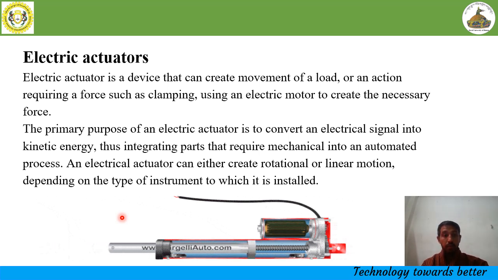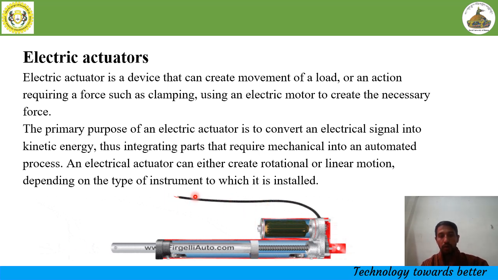The third type of actuator is the electric actuator. The electric actuator is a device that converts electrical energy into mechanical energy. The primary purpose of an electrical actuator is to convert an electrical signal into kinetic energy, thus integrating parts that require mechanical motion into an automated process. An electrical actuator can create either rotational or linear motion depending upon the type of instrument to which it is installed.